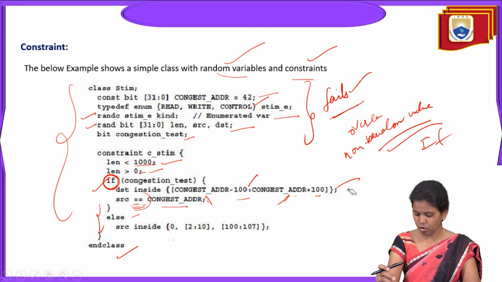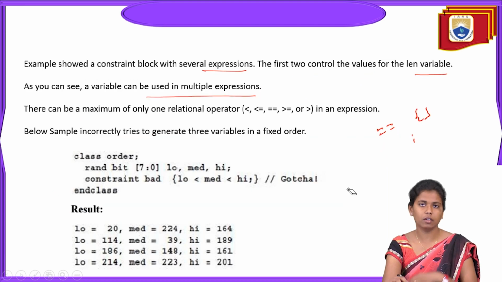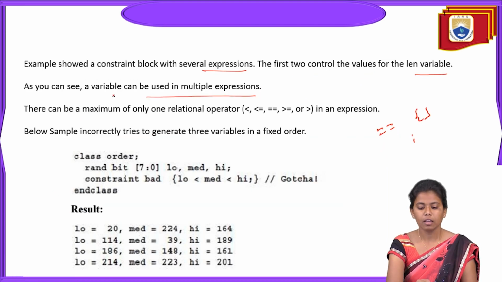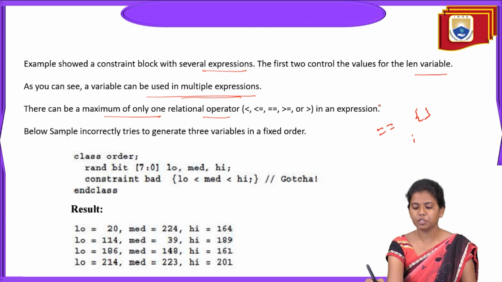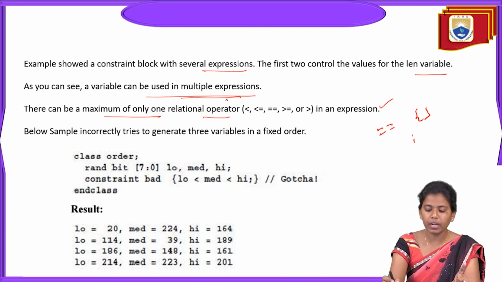Regarding the constraint, we can say that the variables can be used in multiple expressions and multiple times. But there can be a maximum of only one relational operator in an expression. So in the expression, there can be only one relational operator.